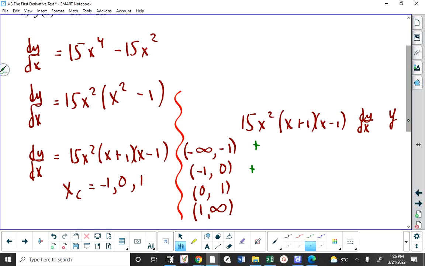15x squared is positive everywhere because 15 is a positive number, and whatever x is, when you square x, you're going to get positive. X plus 1 will go from being negative to positive as it passes the 0 of its factor. So the 0 of x plus 1 is negative 1. Before negative 1, this thing will be negative. After, it will be positive. The 0 of x minus 1 is 1, which means that this third factor will be negative up to that 0 and become positive after that 0 of 1.